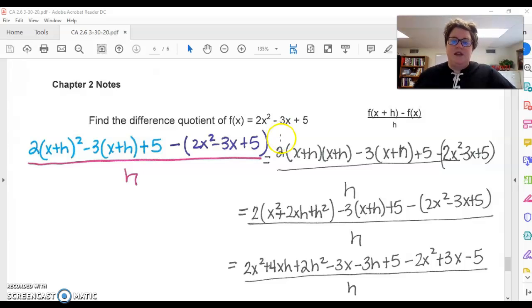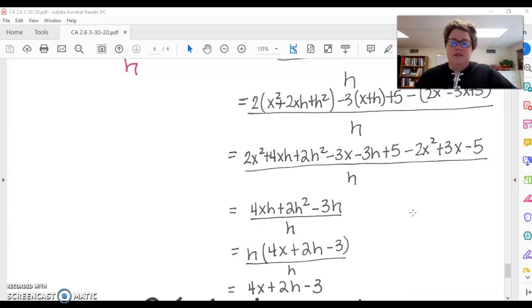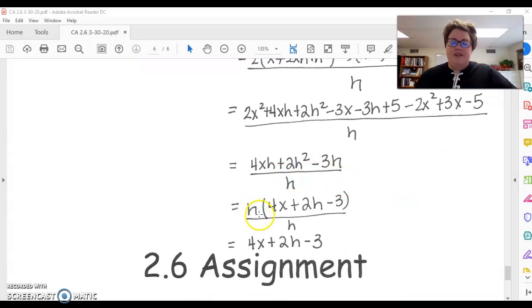So then you're doing the algebra. So write it down twice, FOIL it out. Distribute your 2, distribute your negative 3, distribute your negative. Simplify. You're going to end up factoring out an h. Your h's will cancel, and you're left with 4x plus 2h minus 3.